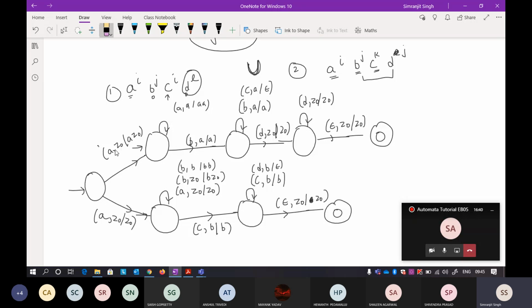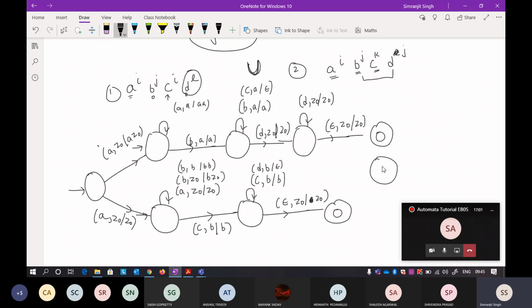Because at the top of the stack now there is a, when another a comes, it will be pushed onto the stack. Now here you see, there is a at the top of the stack, there is a z naught. So again any number of a's can come, so there is no need to remove anything. Okay, so at the final state also you can combine this final state into one state. Why define different final states?